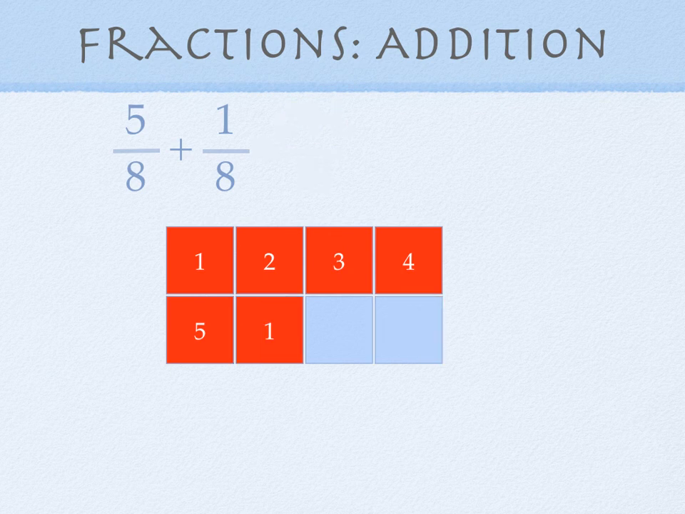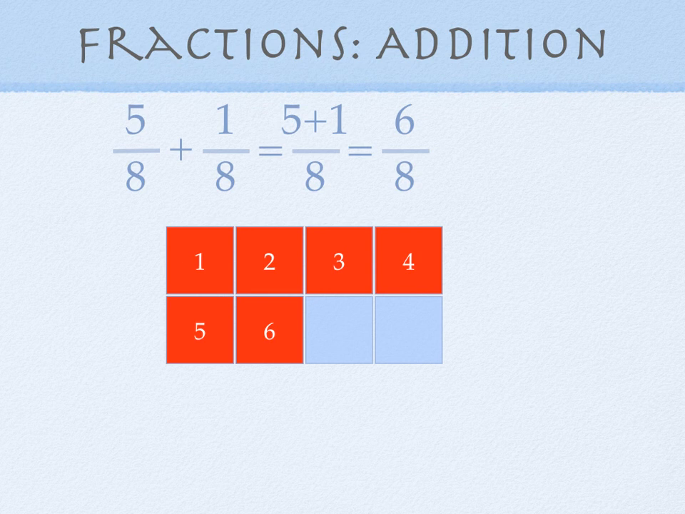Well, 5 plus 1, now we have 6 pieces. 5 plus 1 is 6. I have 6 out of 8 pieces now. Now, some of you that have already worked with fractions before know the next step I should take. 6 over 8 is not yet a completely correct or proper answer.